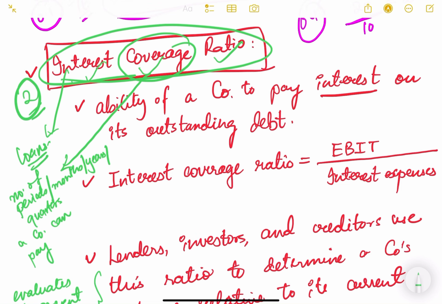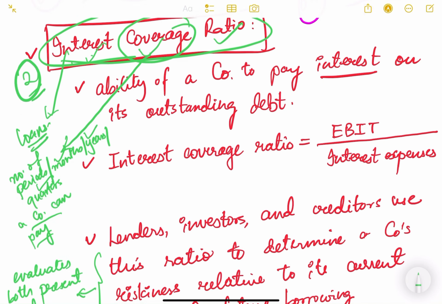Okay, so interest meaning the interest you have to pay on the loan, and coverage meaning the number of periods. That period can be months, quarters, or years, etc. Okay, a company can pay. Now let us look at this. Interest coverage ratio is the ability of a company to pay interest on the outstanding debt.